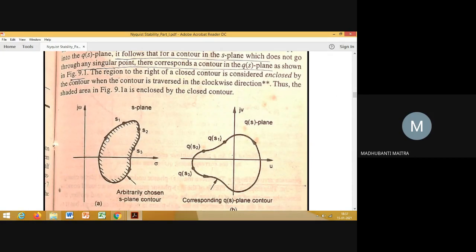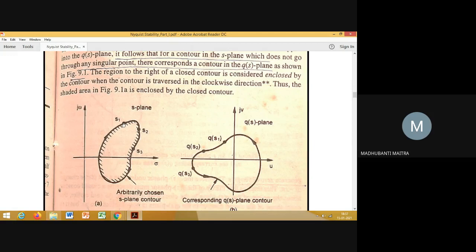Now, let's start traversing this contour on the s plane in this direction. This is the arrow, as you can see. So we are moving along this contour in the clockwise direction. The contour is being traversed in the clockwise direction. Suppose we are starting from s1 and traversing the contour in the clockwise direction, and we are terminating at this point again.